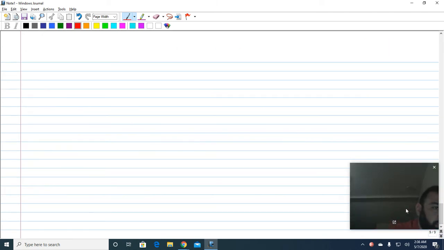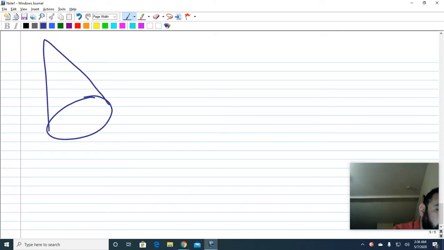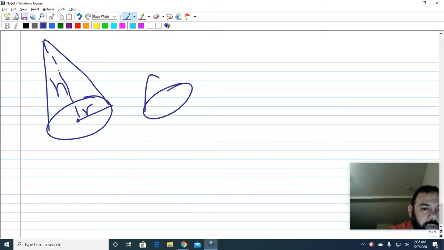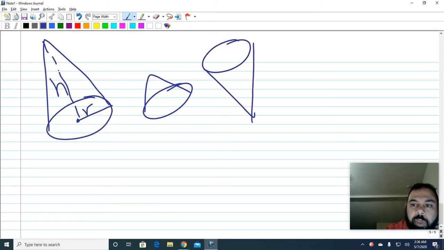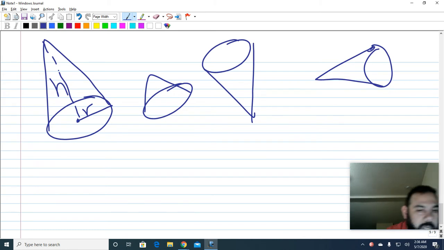For the cone, I have a radius that I'm going to use and I have a height of the cone, because you may have your cone short like that. It doesn't matter, you may have your cone this way or that way. You are looking for a radius and a height. For the cylinder, you look for a radius and a height. For the cone, you are looking for a radius and a height.